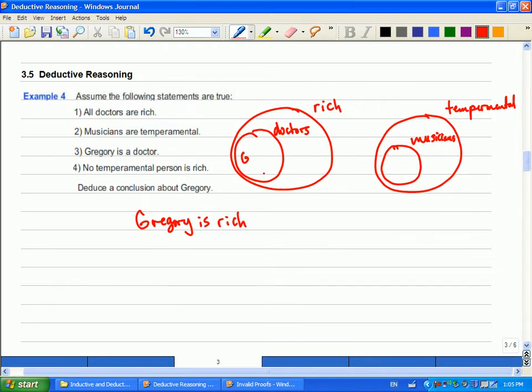So again, I agree with you guys. There are clearly lots of rich musicians, and not all musicians are temperamental. But my point is, we're basing this off the premise that we've been given. And from what we've been given, what we can conclude is Gregory is rich and Gregory is not a musician, or temperamental. Thank you, Logan. He's a doctor. We were told he's a doctor, so yeah, for sure.